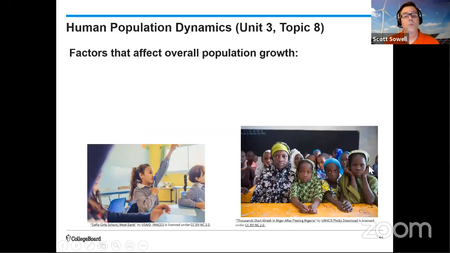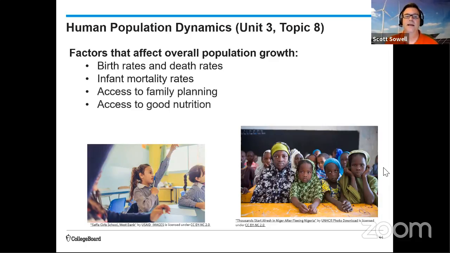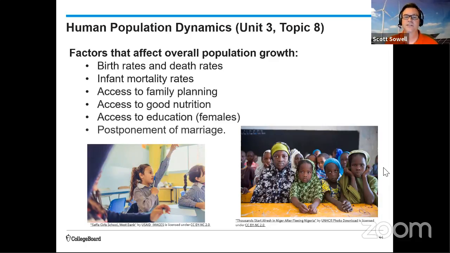So overall, what influences that other than food production? Well, birth and death rates clearly, infant mortality rates, access to family planning, good nutrition, education of females, and postponement of marriage. You should start seeing some patterns here at the country level and at the global level. Now, we could stop and go into lots of case studies here. We could look at education of females in Nigeria, for example, or we could look at the one-child policy in China, or some of the educational programs in Brazil. But they all have these common themes going on.